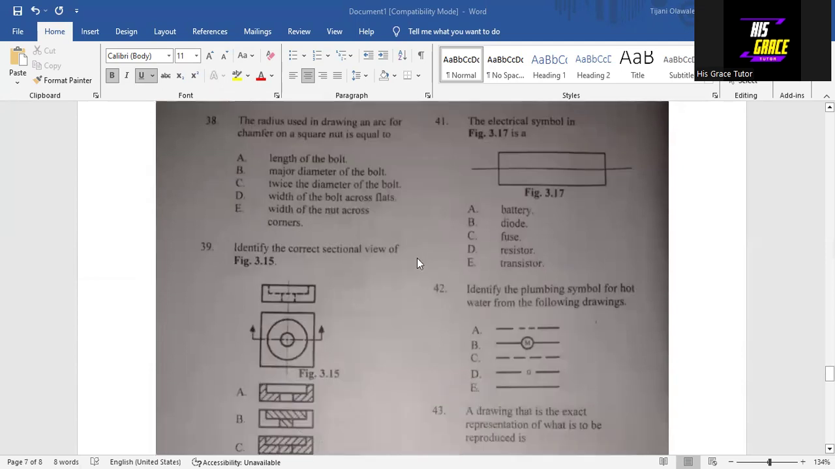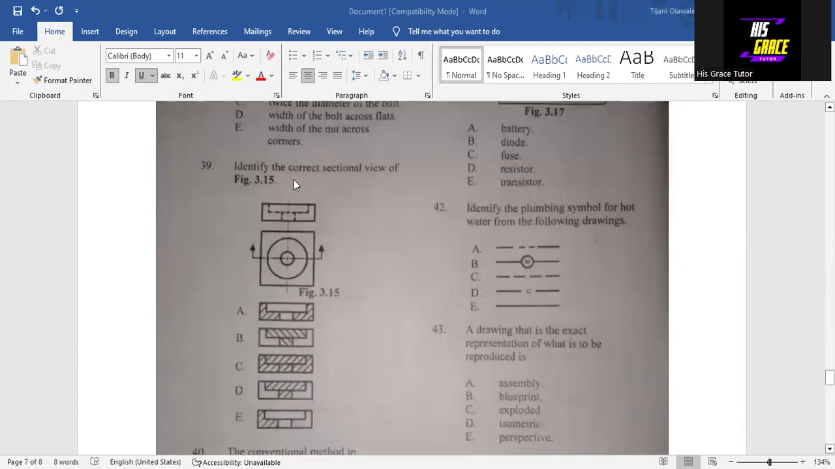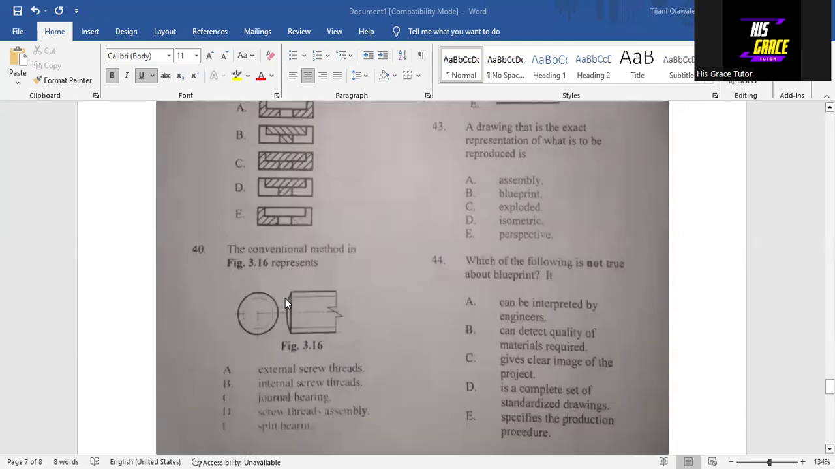Then move to question 38. The radius used in drawing an arc for chamfer on a square knot is equal to twice the diameter of the bolt. Twice the diameter of the bolt. That is option C is the answer to this question. Then question 39, identify the correct sectional view of figure 3.15. So the answer is option A.